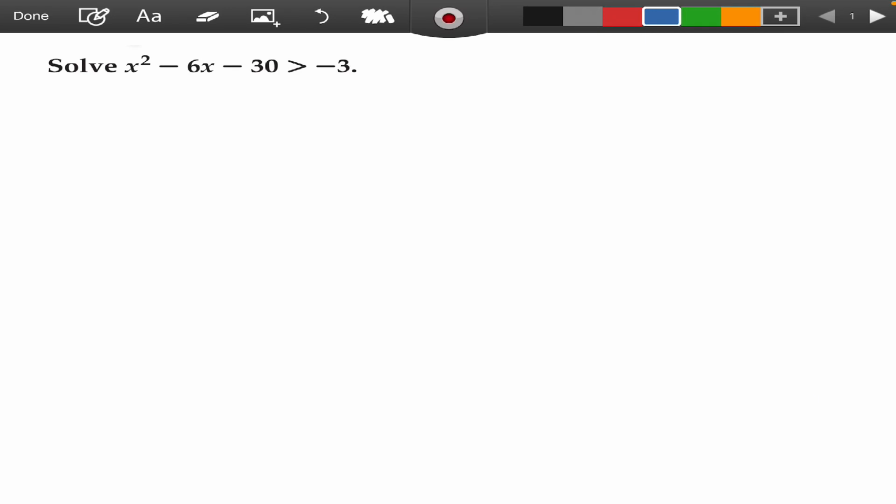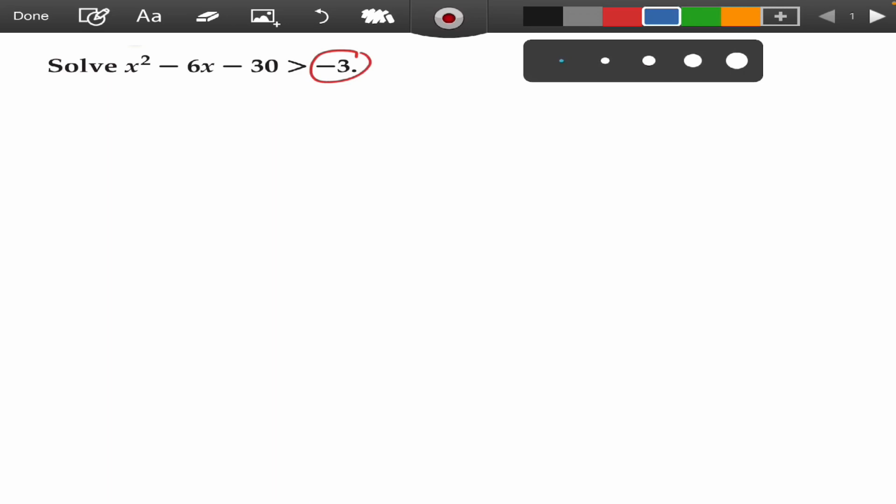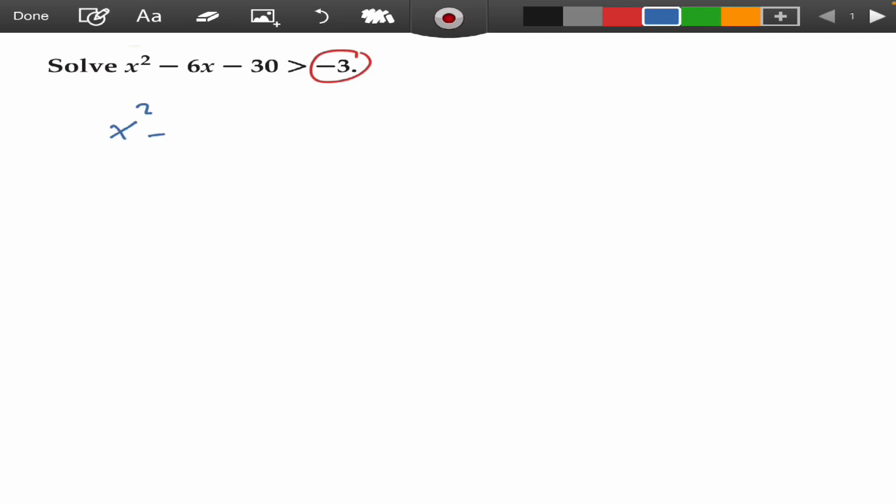Starting with the first question, x squared minus 6x minus 30 is greater than negative 3. The first thing we have to do is to make sure the right hand side is always 0. So let's get rid of minus 3. It's going to be x squared minus 6x minus 30 plus 3 is greater than 0. Simplifying, x squared minus 6x minus 27 is greater than 0.